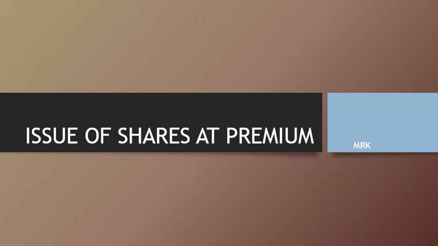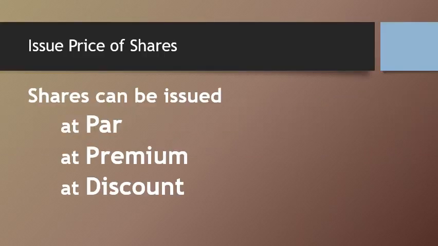Students, today we are going to discuss different issue prices of shares, in which we are going to discuss issue of shares at premium. We can issue shares in three ways: first, issue at par, issue at premium, and issue at discount. So let's discuss what these cases are, especially what we mean by issue of shares at premium.